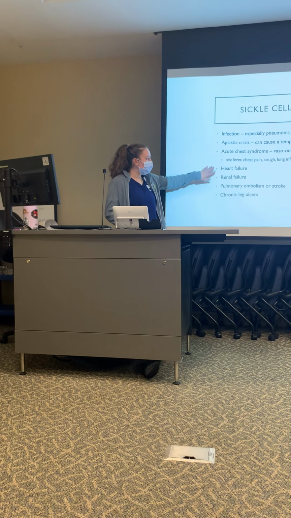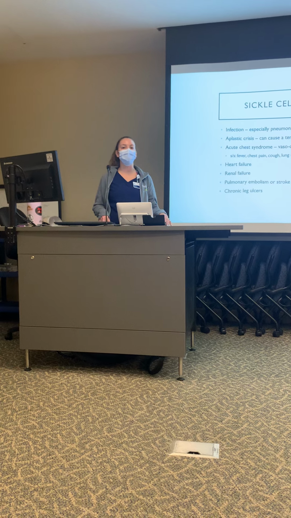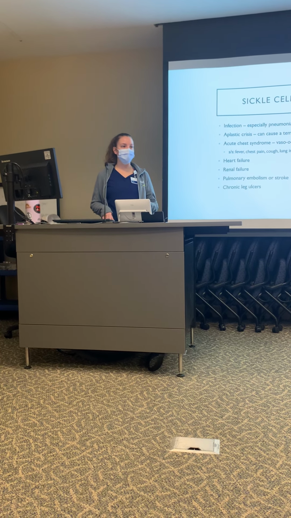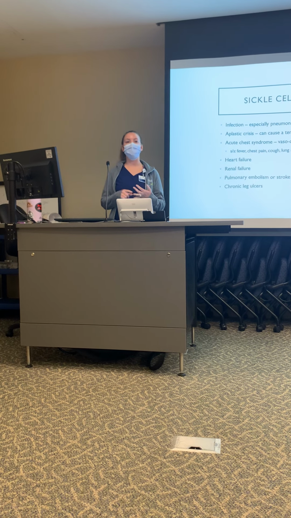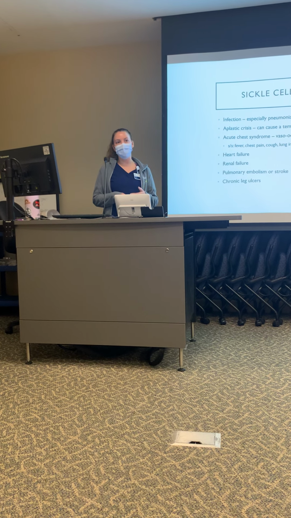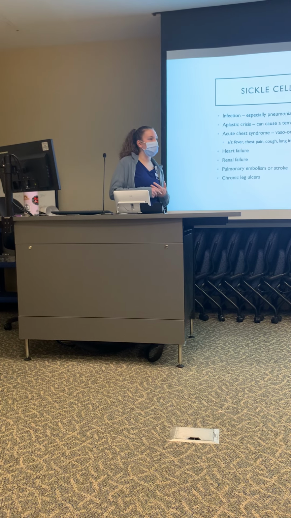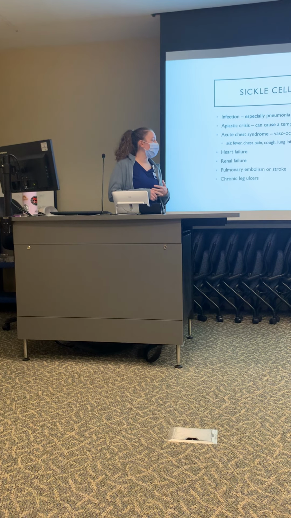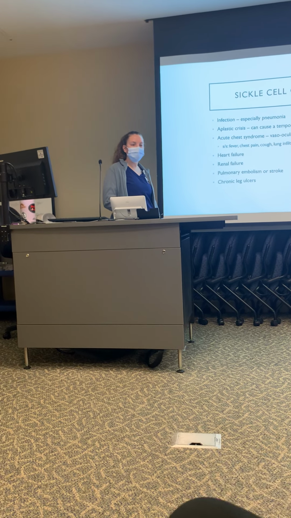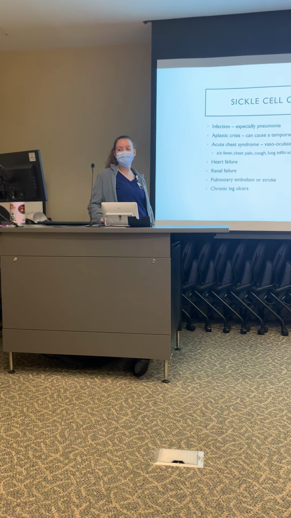With these next two, heart failure and renal failure, we want to think about oxygen delivery in the blood. The major organs that need oxygen delivery, such as your heart, your kidneys, your lungs, and brain, are going to have decreased oxygen. That can lead to failure and just poor function of these organs. They are also at an increased risk for pulmonary embolism or stroke because of these clots that are forming, and chronic leg ulcers because blood flow is impaired.